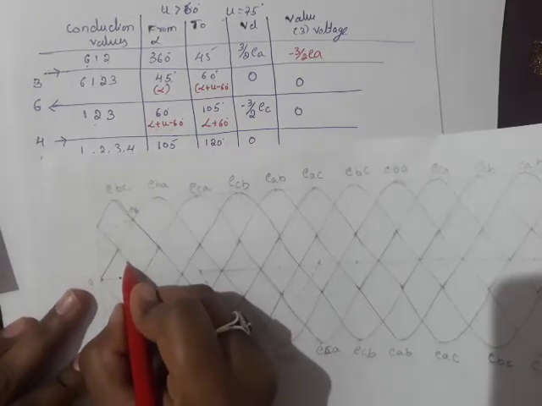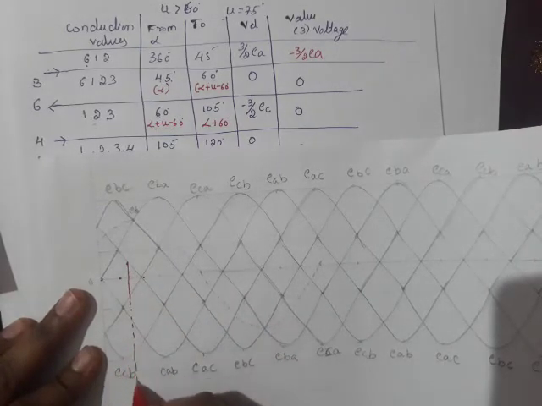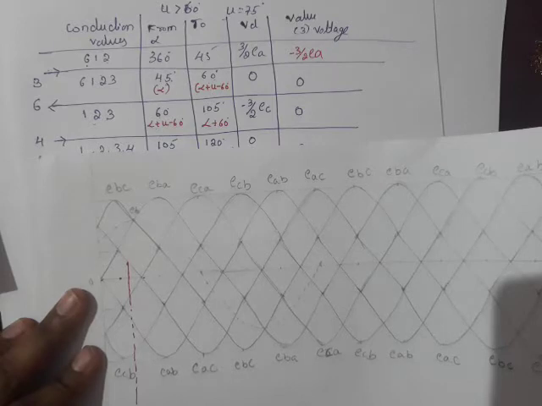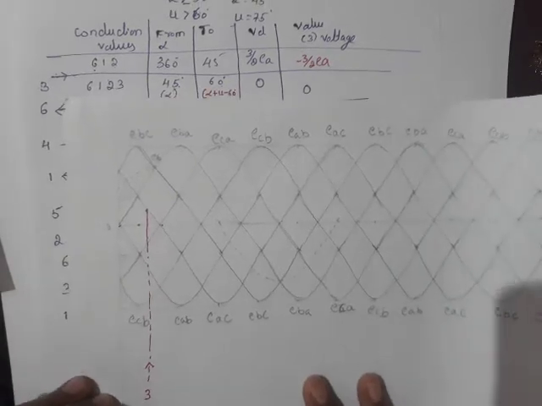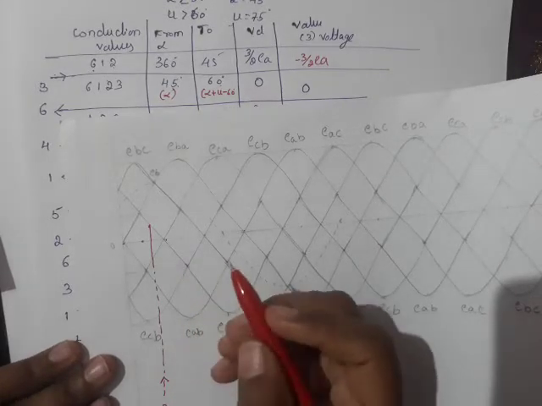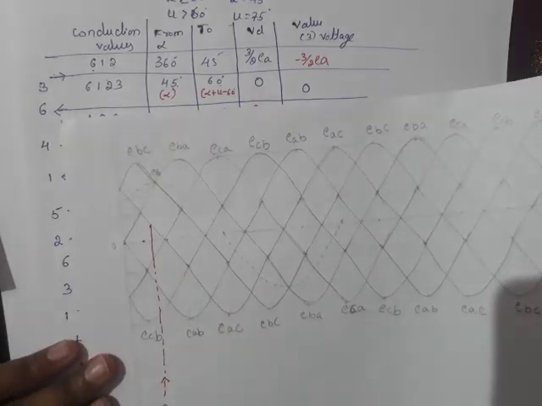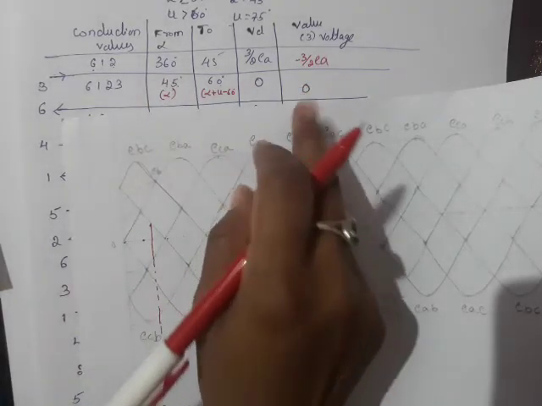45 degrees means I have to get to this point. This is almost 45, not exactly. So here valve number 3 comes into conduction. First I will write the pattern. U is 75 degrees, more than that. Since it will be confusing, I'll just follow this one.